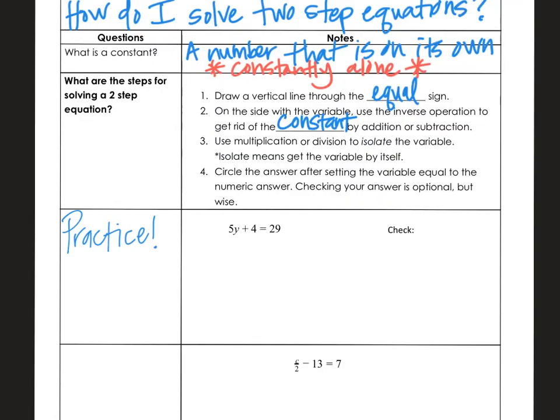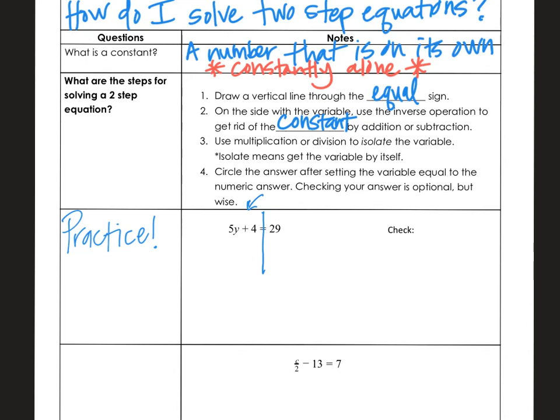All right, so the first thing that I need to do is draw a line through my equal sign. And then I need to look at the side that the variable is on. So y is our variable and it's on the left side of the equal sign. Okay, now I want to get rid of my constant. So I'm going to look for what number is alone just by itself. Doesn't have a variable attached to it, and that's that 4, so I'm looking at the symbol in front of it as well, so the plus 4.